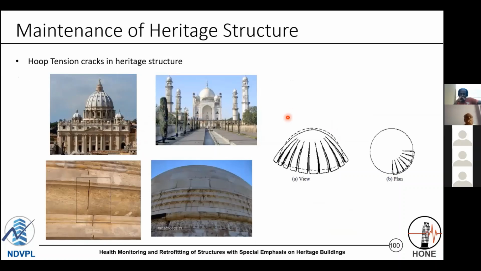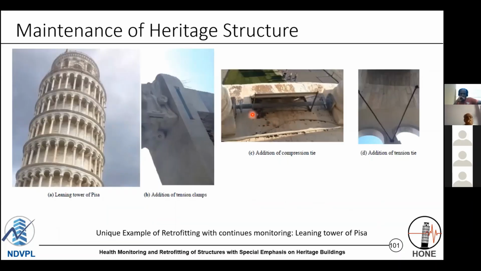Hook tension cracks we already discussed. This is the god of every example. I have not worked on this, but it is very impressive. Leaning Tower of Pisa: they are just monitoring, putting a 100 rupee budget on monitoring and a 10 paisa budget on retrofitting. So huge difference. And their retrofitting method is also very simple, very basic, without damaging the original structure. It's a very good learning example.